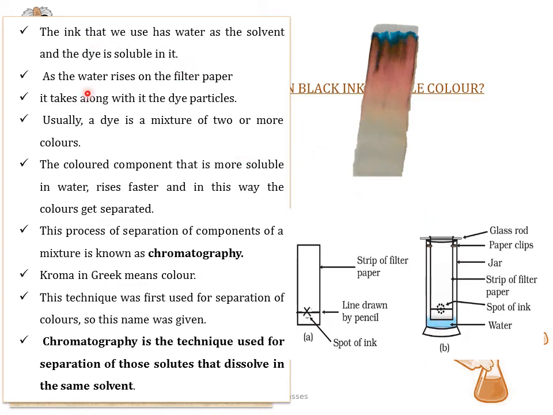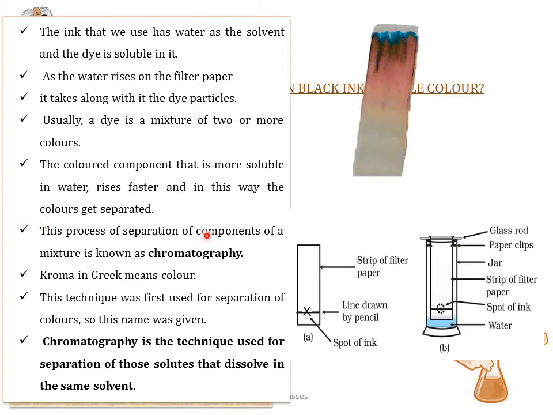Okay, so as the water rises on the filter paper, what does it do? It takes along with it the dye particles. That is, when the water passes through this black ink, it takes all the pigments along with it. Okay, so when this water reaches here, it takes the pigment all like this. So we know that dye is a mixture of 2 or more colors. So the colored component that is more soluble in water rises faster, and in this way the colors get separated.